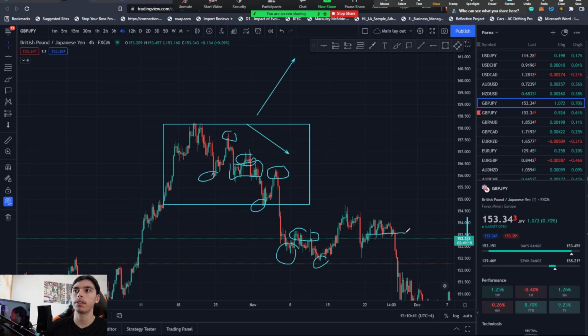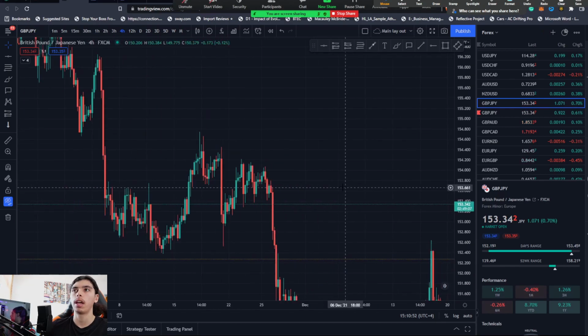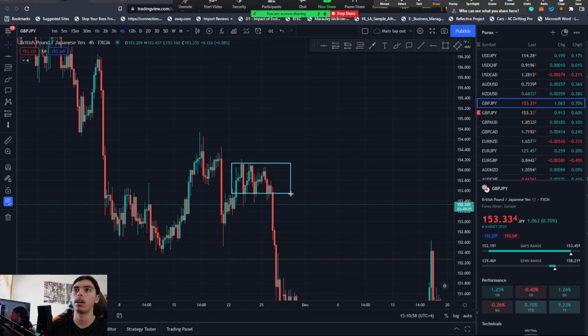Well, what about this stage here? This is very interesting, because this is where we actually start to form a consolidation. So this was a clear downtrend, your lower highs and lower lows, and now here's your example of consolidation. If I draw a box around here, you can see there's no higher highs and no lower lows. We are simply consolidating within a range.